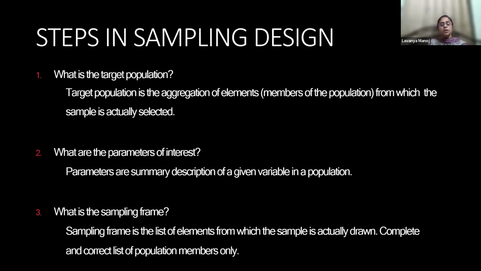So the first one is what is the target population? That is, on which population or which factor the research is being conducted. The second one is the parameters of interest. Rate our product, rate the color, rate the usage of our product. Very much satisfied, somewhat satisfied, not satisfied, completely dissatisfied. In this way you can specify the parameters to the customers.